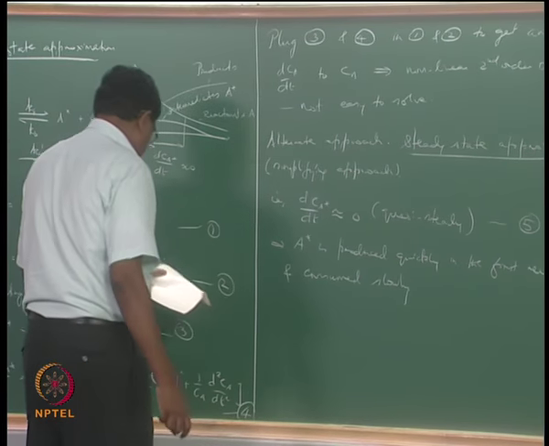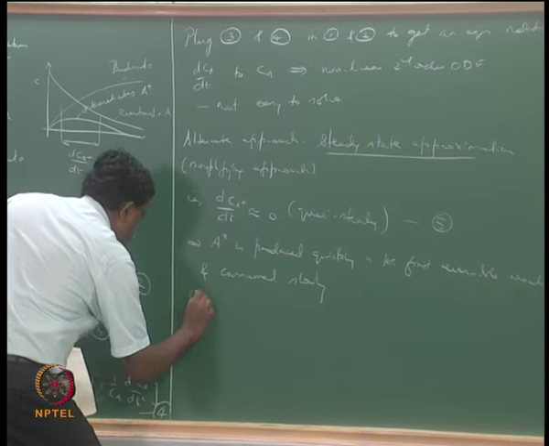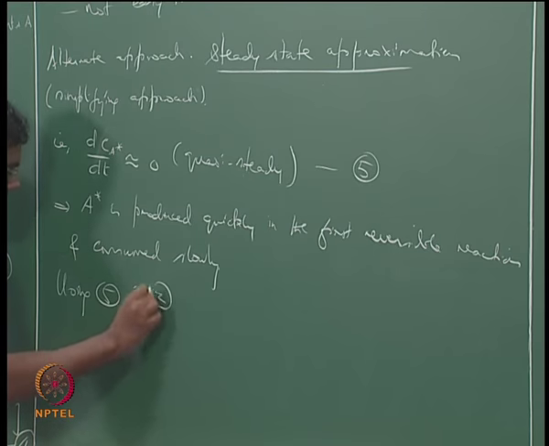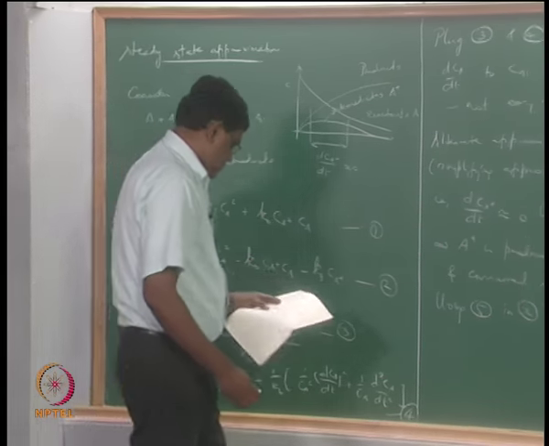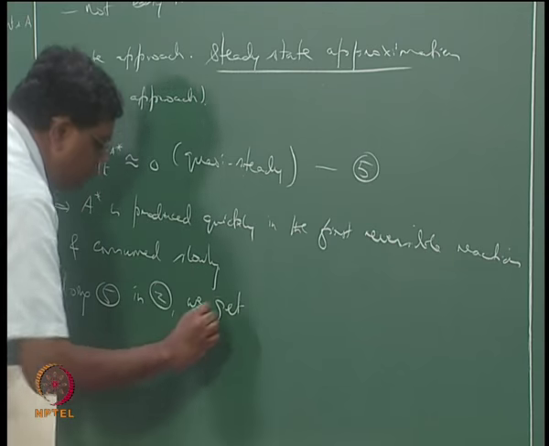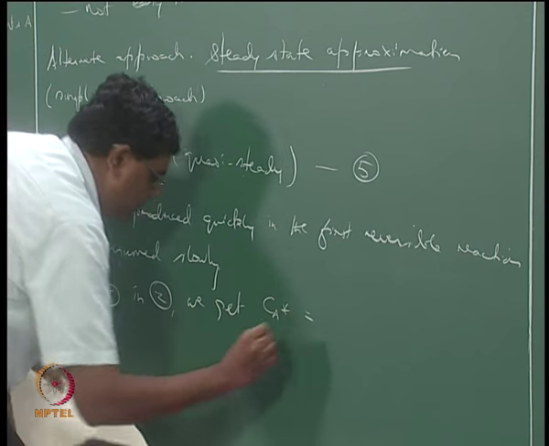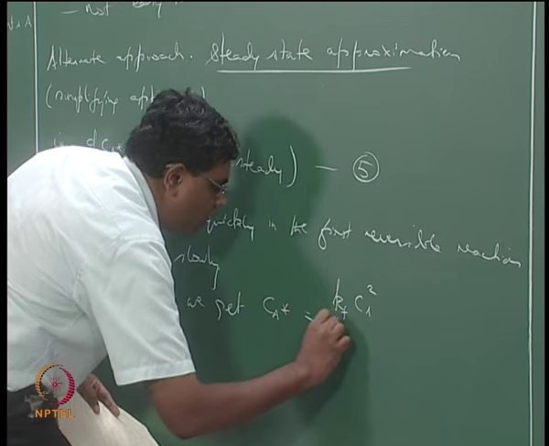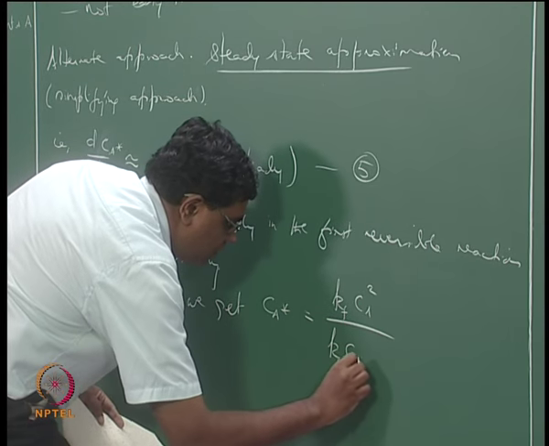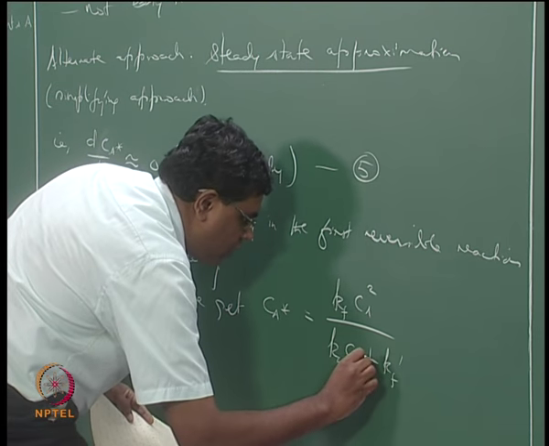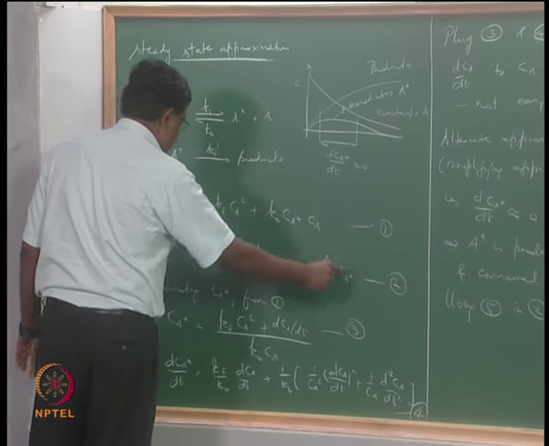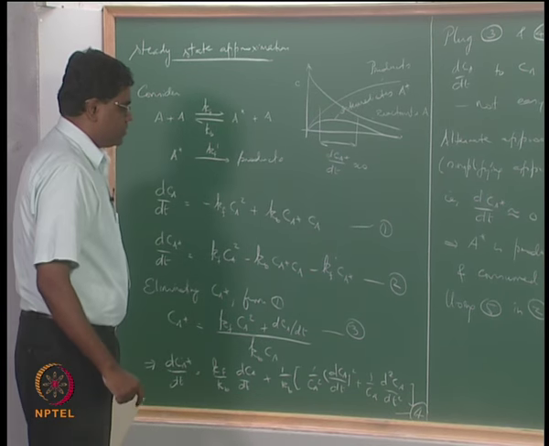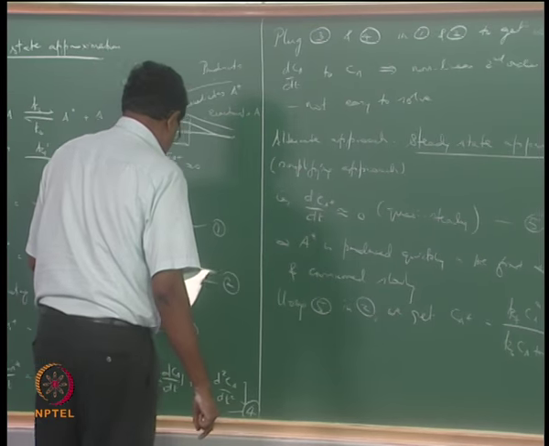Then, using 5 and 2, if you now apply 5 to 2, go back here, right, and say dC A star over dt is approximately equal to 0, we get C A star equal to KF C A squared divided by KB C A plus KF prime. Not very difficult to figure that. Just try to pull out C A star wherever it appears. Set this equal to 0 on the left hand side, so you can collect terms together and do this. Now let's call this 6.